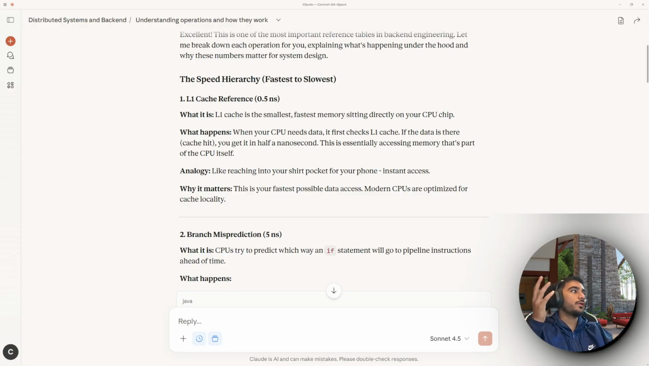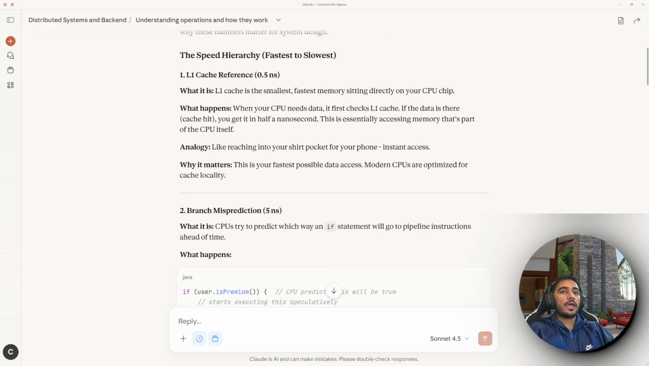Remember, similarly to how we went over the cache, how it works, and how a cache hit or cache miss can happen. And there are eviction policies that you need to maintain, like least recently used, FIFO and other things. Sort of similar, but at a CPU level. So this is the fastest cache that there can be, and this is essentially accessing memory that's part of the CPU itself. Analogy: like reaching into a shirt pocket for your phone, almost instant access. Why it matters: this is your fastest possible data access. Modern CPUs are optimized for cache locality.